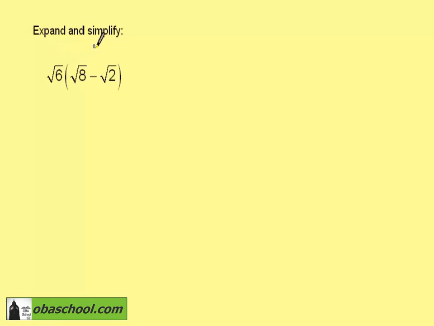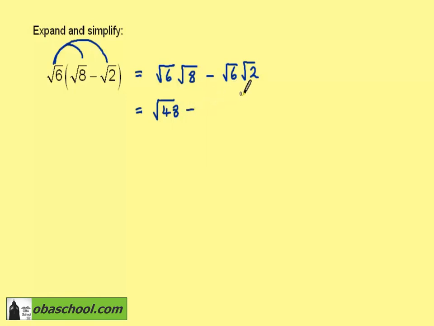We want to expand and simplify root 6 times (root 8 minus root 2). Root 6 times root 8 is root 6 root 8, and root 6 times minus root 2 is minus root 6 root 2. Root 6 times root 8 can be written as the square root of 48, since 48 is 6 times 8. Similarly, root 6 times root 2 is root 12.